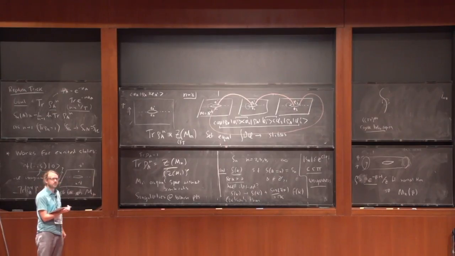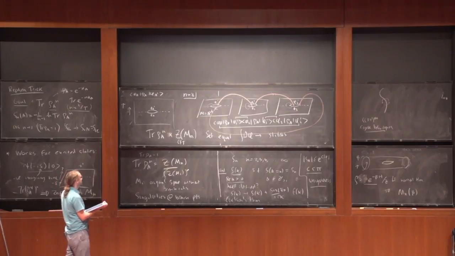How to think about this more generally from the CFT point of view, because it's not clear how the manifold structure would look like for the n-sheeted geometry when n is not an integer? Yeah, that's exactly the problem, right? So we can't give a description of this.